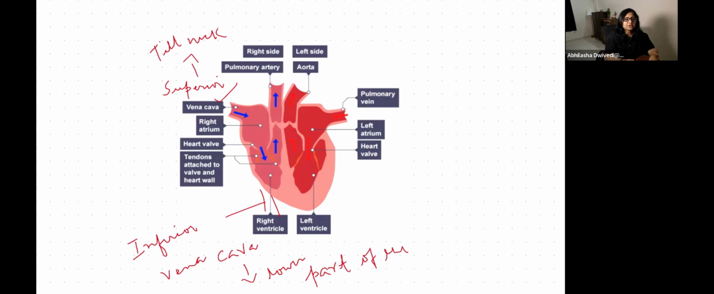So start with this. One very important point: it looks like this is left, but actually this is the right side of the heart, and this is the left side of the heart. The blue arrow suggests the right side and the red arrow suggests the left side. Again, what is important here is that the right side is the deoxygenated side, and this one is oxygenated.